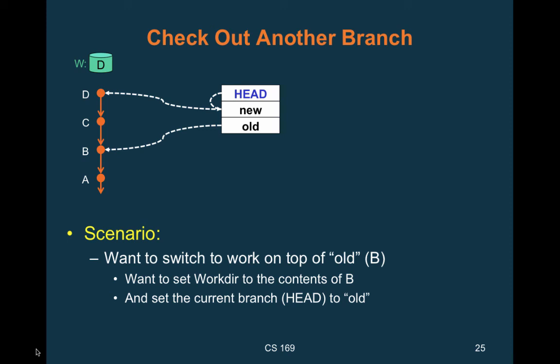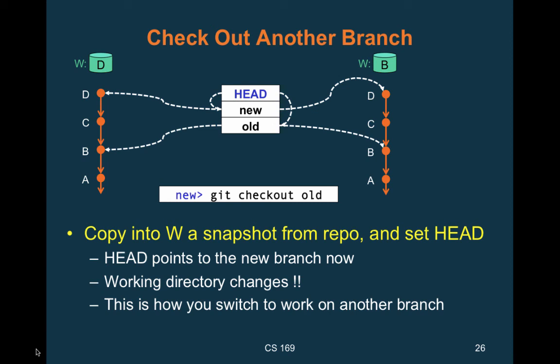Okay? So you do a git checkout, and then you name the commit that you want to check out, or the branch. Most often, it's important here, if this is the name of a branch, as opposed to the name of a commit, it will also set this to be the current branch. So two things happen. Notice the working directory now becomes B. So this is what most people understand by checking out code. You copy from the repo into the working directory. But the other thing that happened is this edge here. Head now points to old. Old becomes the current branch.